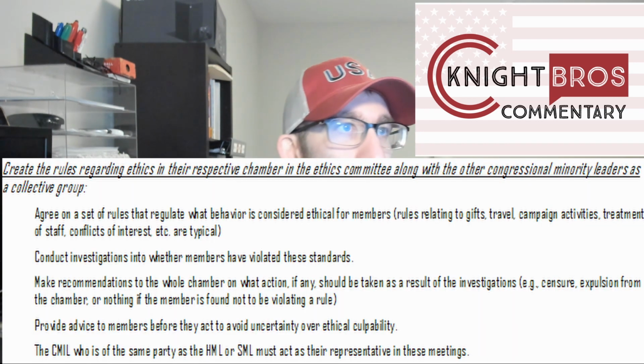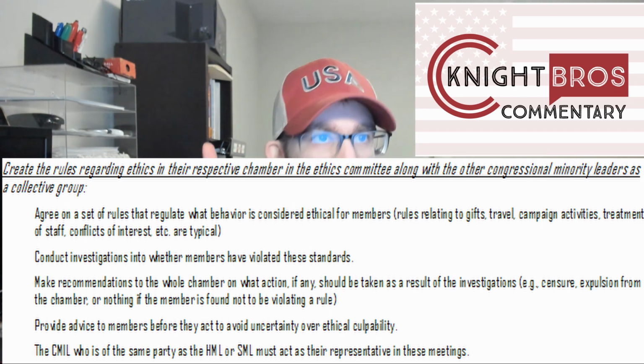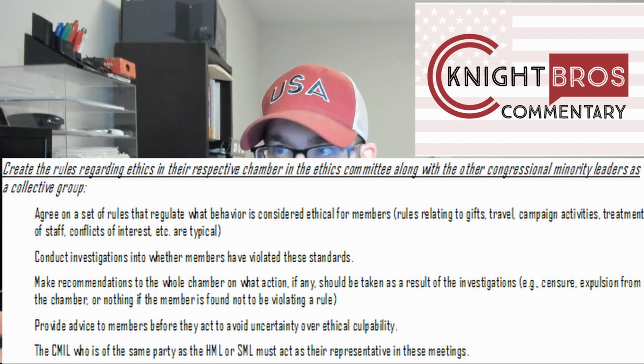Now, the powers of the congressional minority leaders are essentially going to be the following. They will be creating the rules regarding ethics in their respective chamber in the ethics committee, along with the other congressional minority leaders as a collective group. The ethics committee is going to consist of at least one member per party, and each party will get their own minority leader, and they will form this committee and basically do what the ethics committee does now.